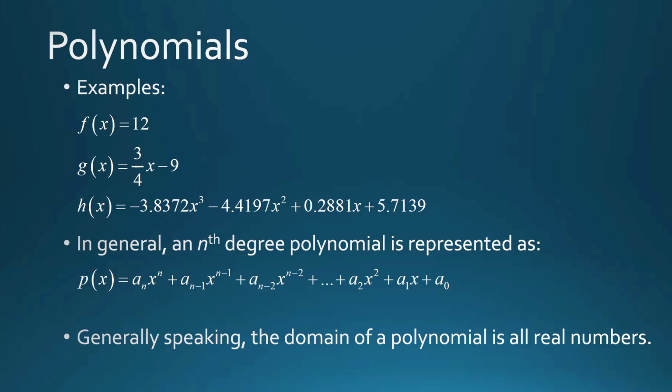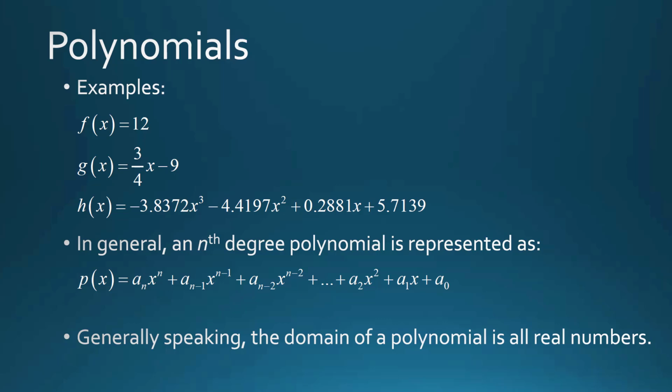f of x equals 12, for example. Believe it or not, that's a constant function, but it's also a polynomial. It's a 0-degree polynomial. Likewise, g of x equals 3/4 x minus 9 is a linear function, but it's also a first-degree polynomial. And h of x probably comes closer to what most people think of when they visualize a polynomial in their mind's eye. That's a third-degree polynomial. And the power function components that we're talking about, for example, negative 4.4197x squared, that's a power function. And so when you put a bunch of power functions together, you get a polynomial.